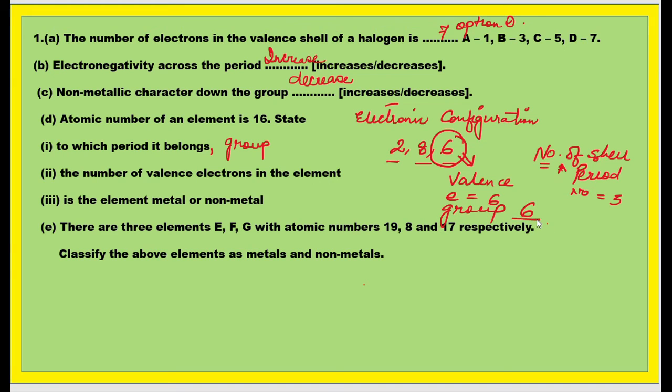6. Now you need to say whether this element is a metal or non-metal. How would you say? If the number of valence electrons exceeds 4, then you simply classify them as non-metal. When we do chemical bonding, you will be able to understand why I have said this line. Clear?